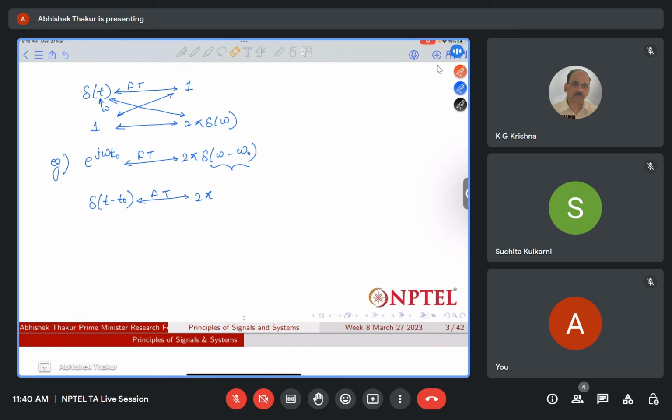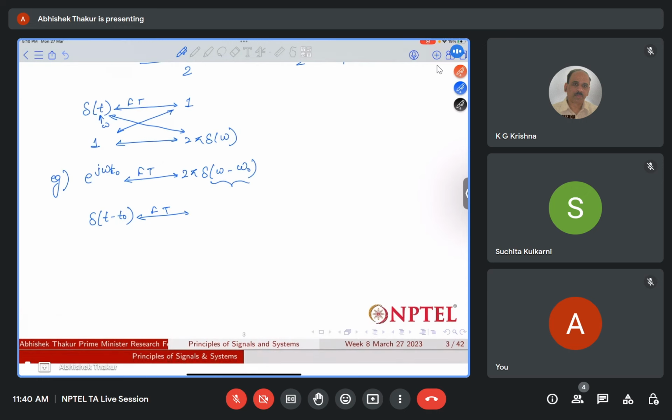So what do we have to do? Here 2 pi is multiplied, so we have to divide by 2 pi, because for 2 pi del t minus t naught, it will be 2 pi e to the power of j omega t naught. So in this term, the 2 pi will get cancelled. So we get the Fourier transform of del t minus t naught is e to the power of j omega t naught.